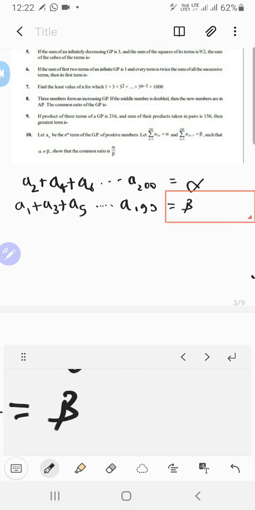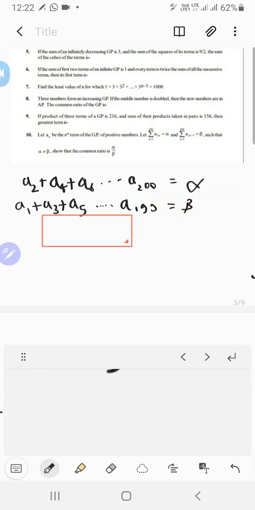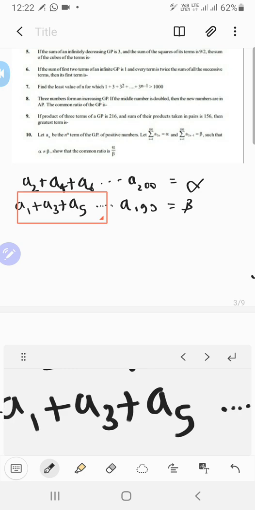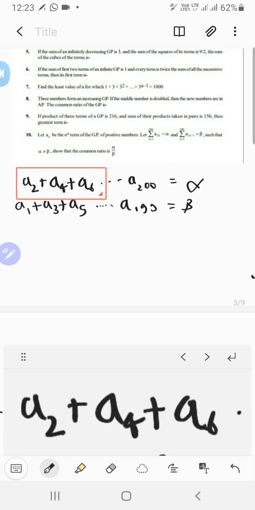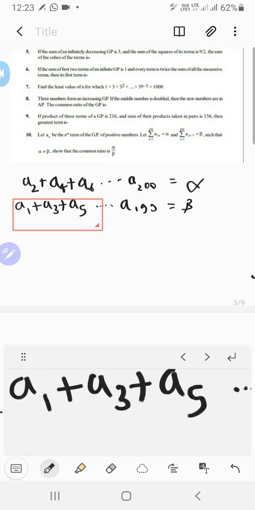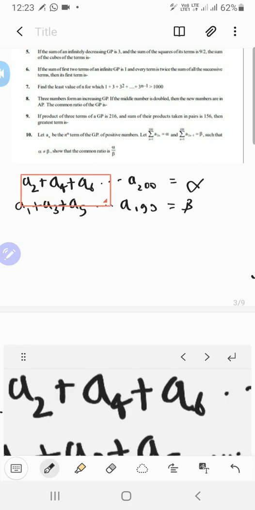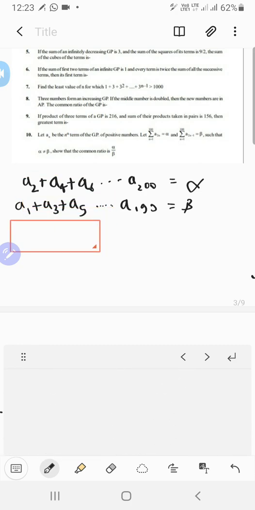Okay, so what can you do from this? Suppose the common ratio is r. Then you can see that this series has a common ratio r squared, like the second term, the fourth term, the sixth term. Similarly, this series also has the common ratio r squared. So let's write that down.